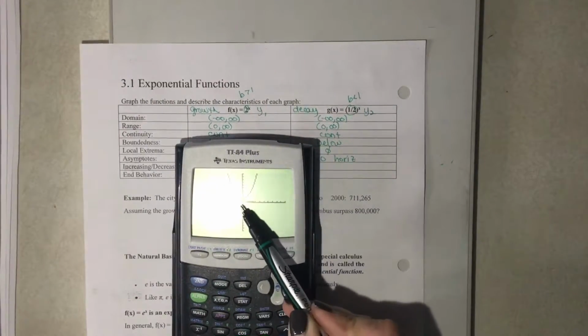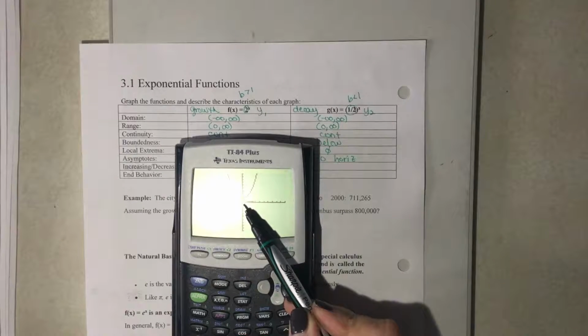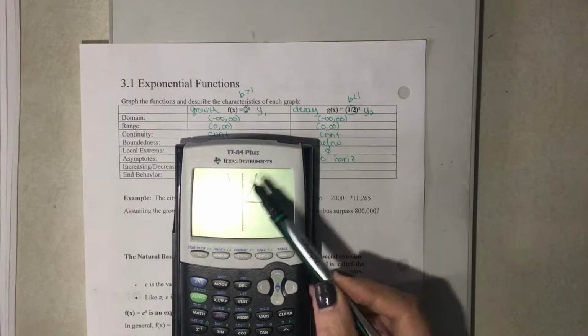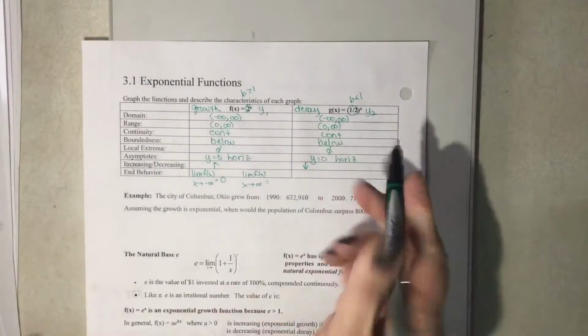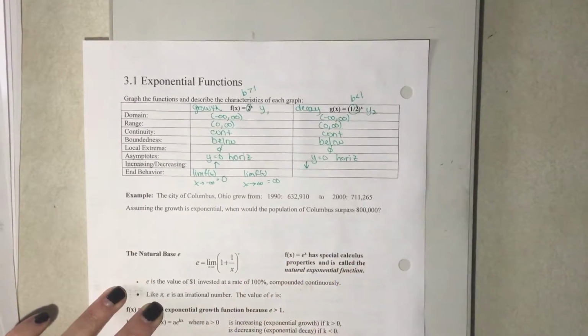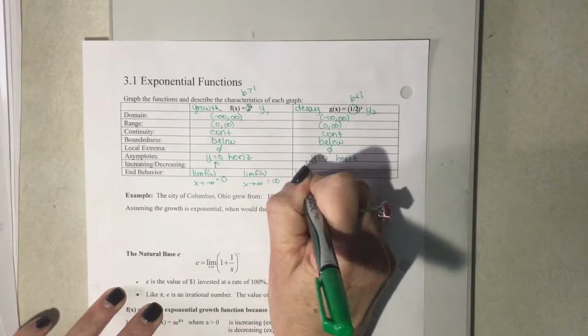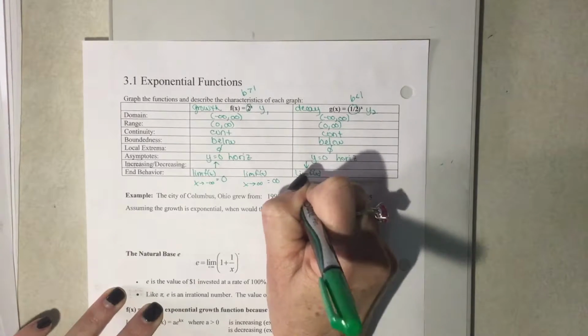Then on the other side, as I start at the origin and the x value moves toward infinity, the graph is approaching positive infinity. Good job. Okay? Then I'm going to do the same thing for my g of x.